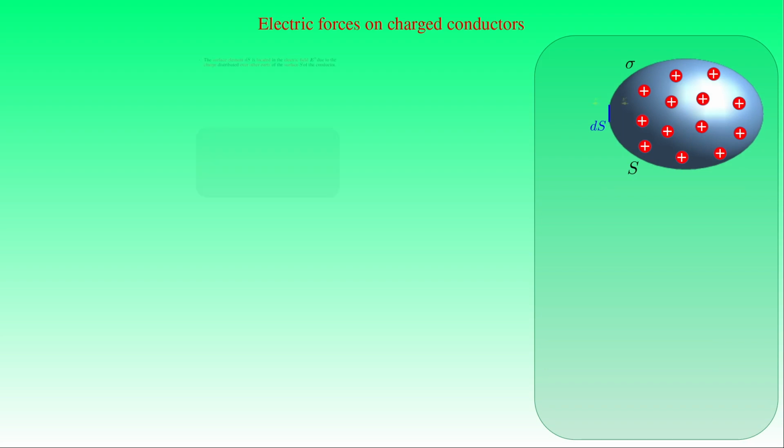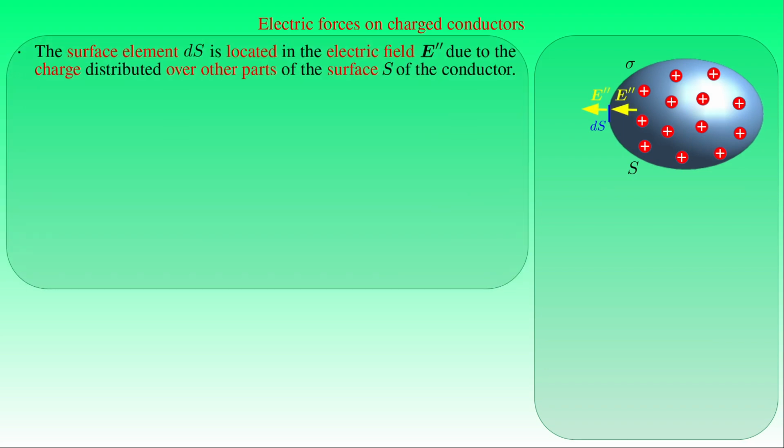The surface area element ds of the charged conductor is located in an electric field E double prime due to the charge distributed over other parts of the surface S of the conductor. As a result, the direction of the field close to the area element is the same on both sides, pointing outward from the conductor.